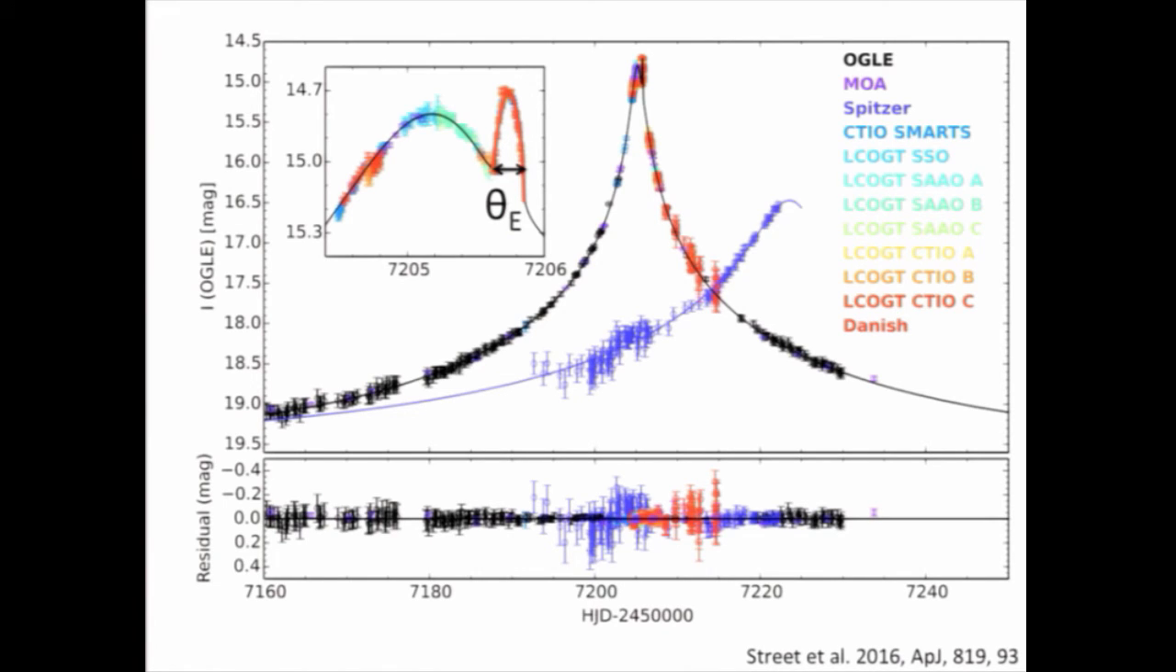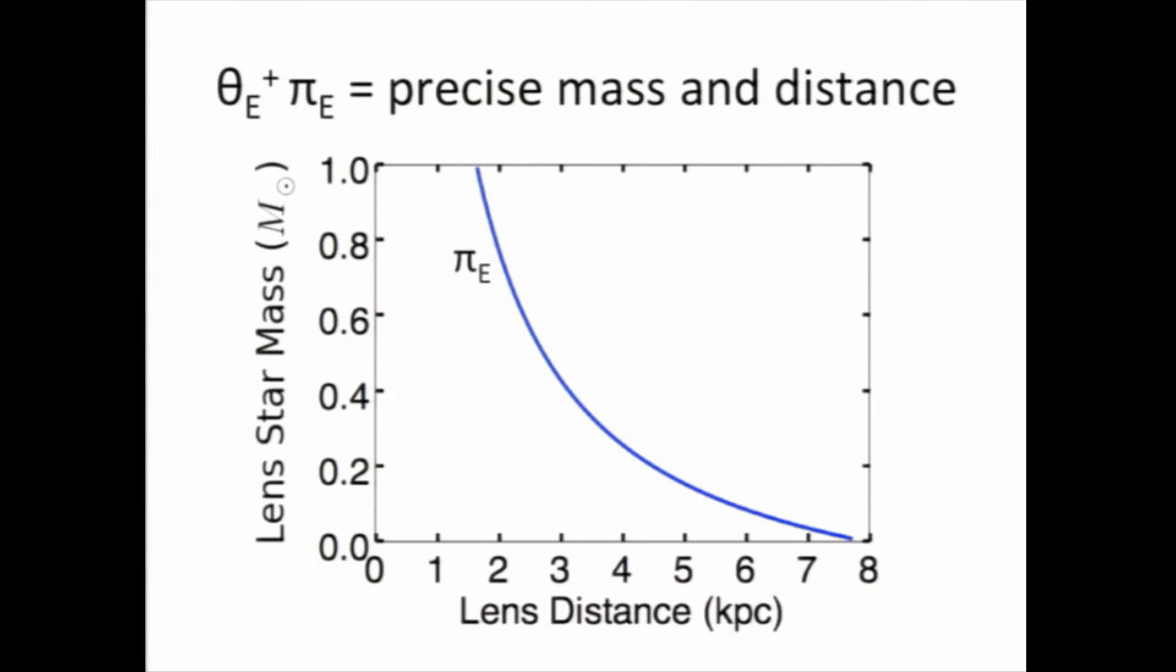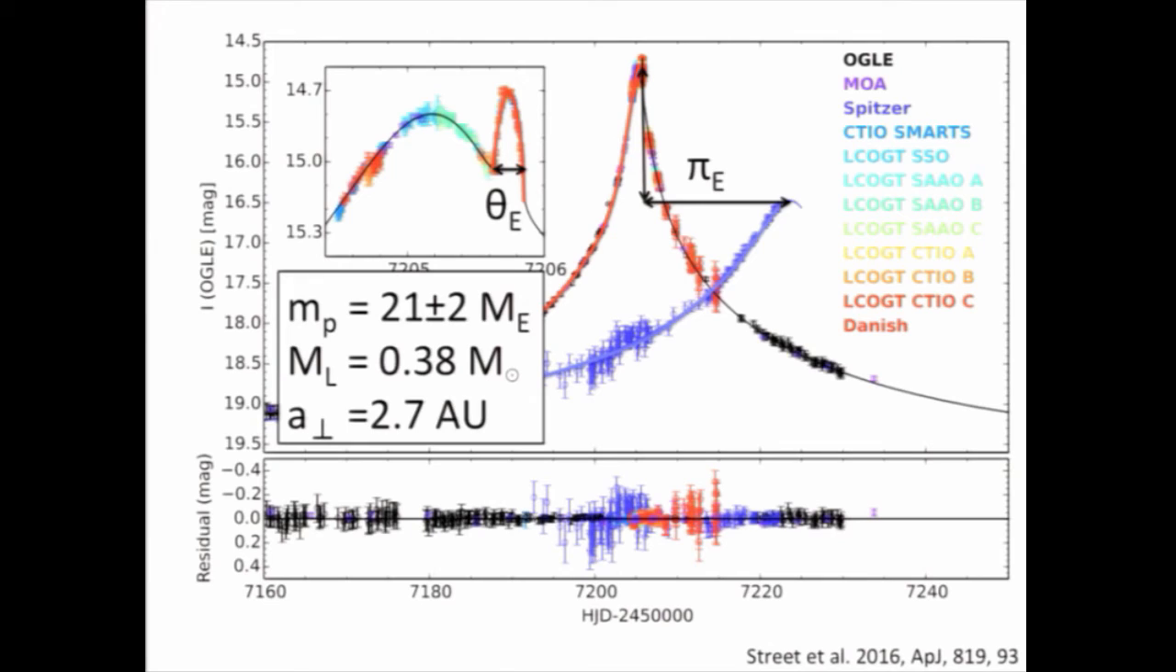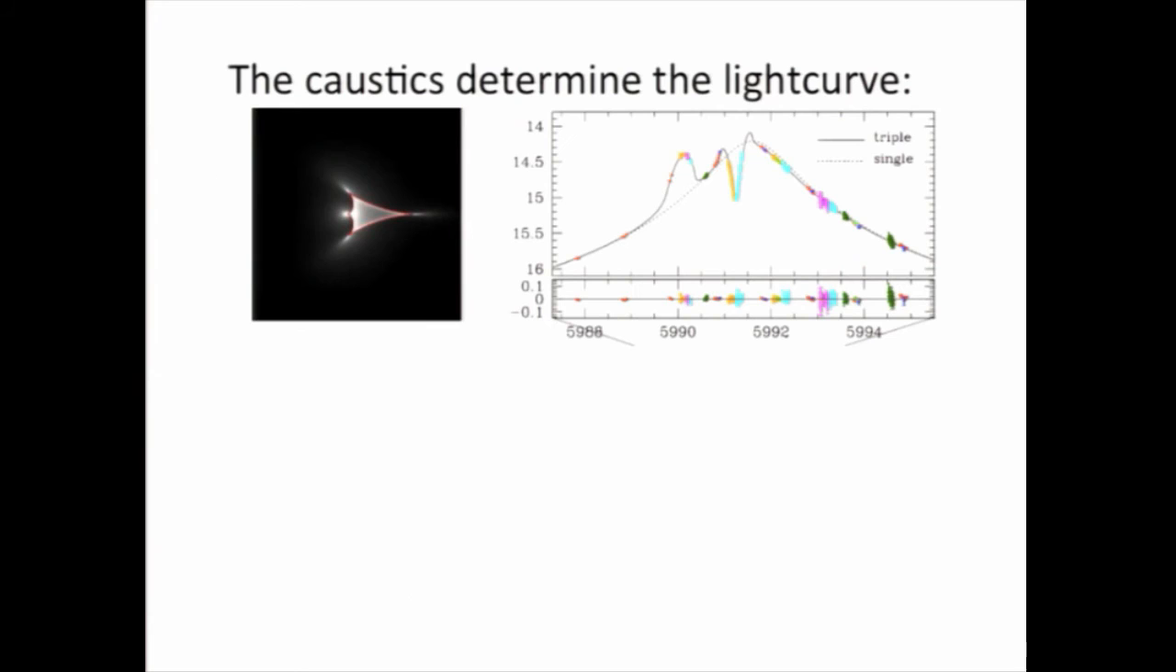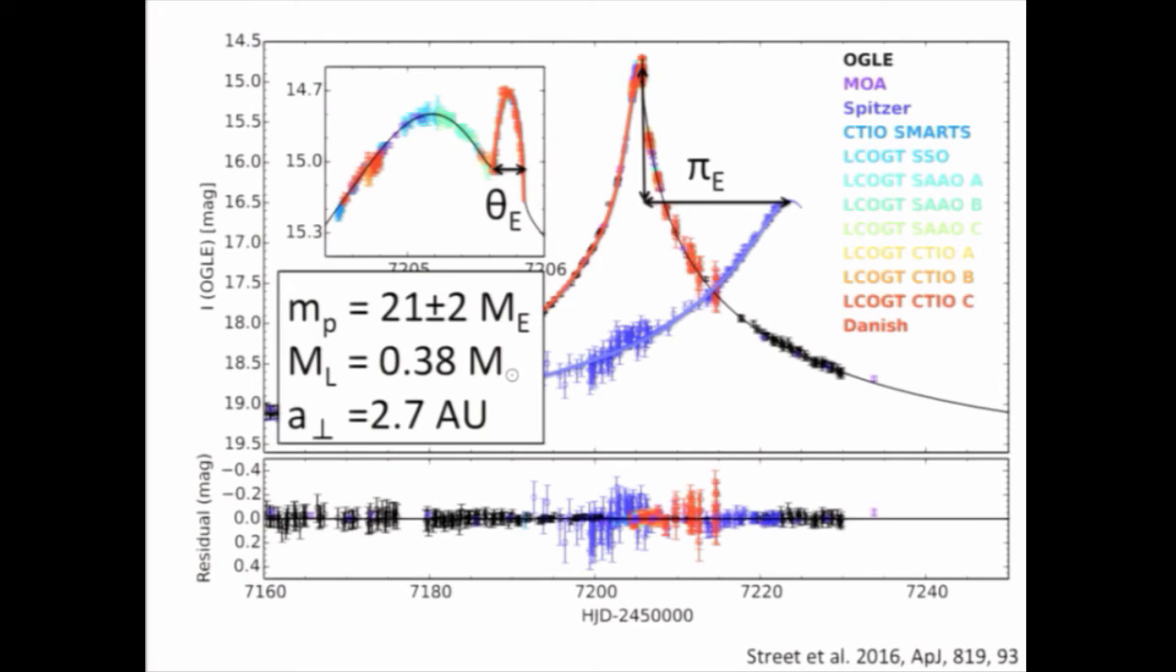This width gives you theta E. This offset gives you pi E. You combine pi E and theta E, you get a mass for the lens star. The mass of the lens star gives you that it's a 21 Earth mass planet around sort of an M dwarf. And so by combining all of this information, we can get more information about the planet.